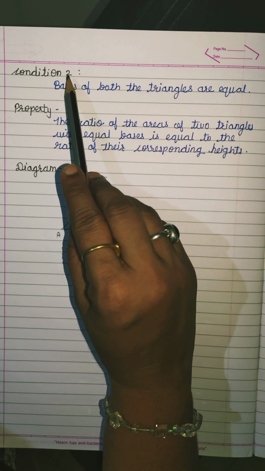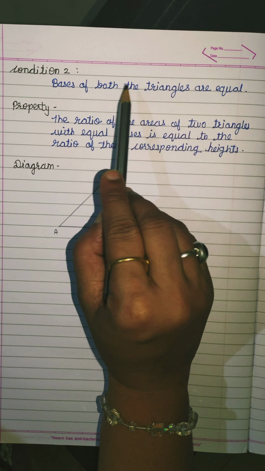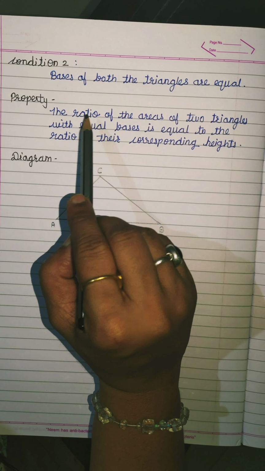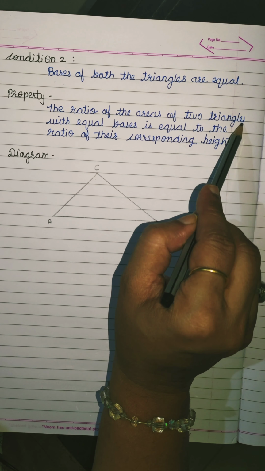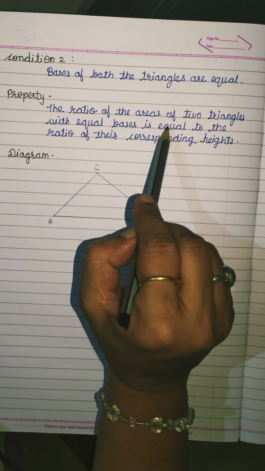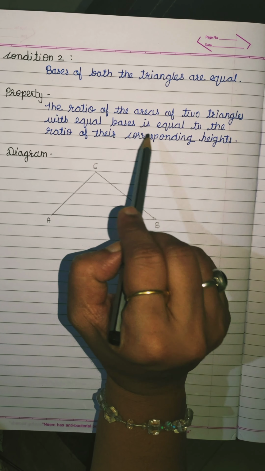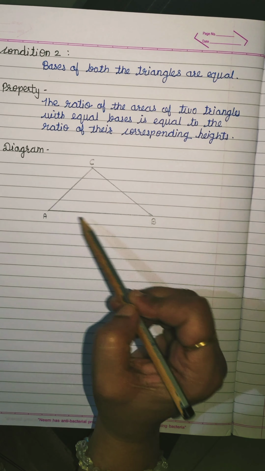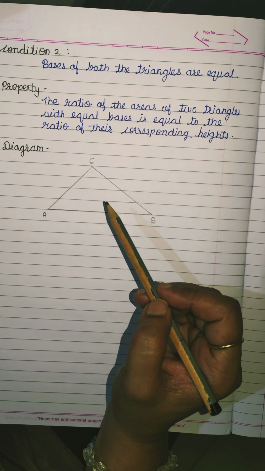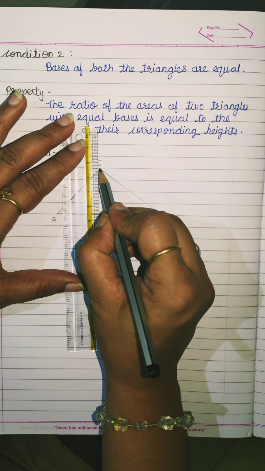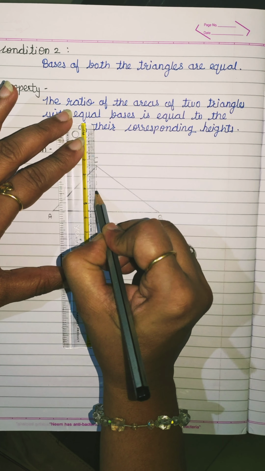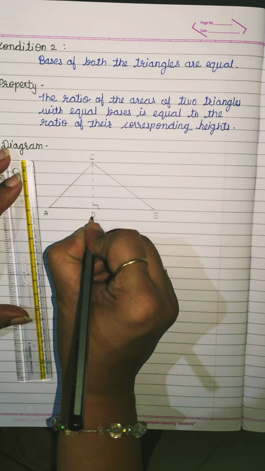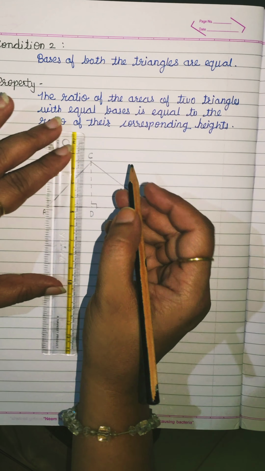Now we will see the second condition. Bases of both the triangles are equal. Then the property is: the ratio of the areas of two triangles with equal bases is equal to the ratio of their corresponding heights. Let's draw the diagram. Here I have drawn one triangle ABC. Its height is CD and I will indicate its height by letter H1.